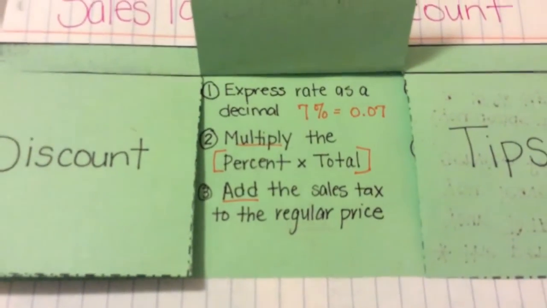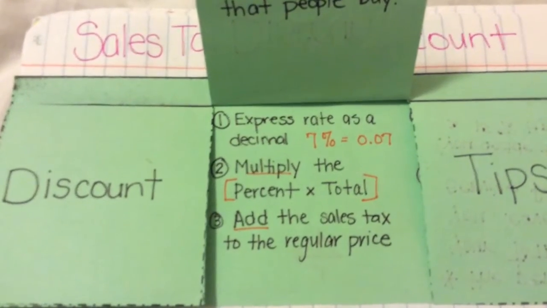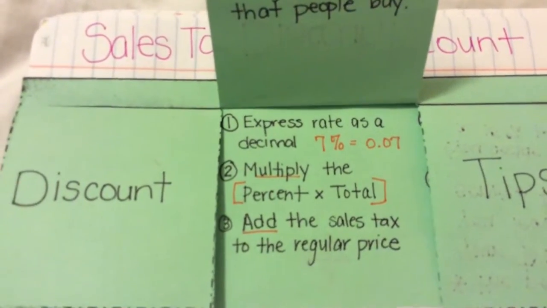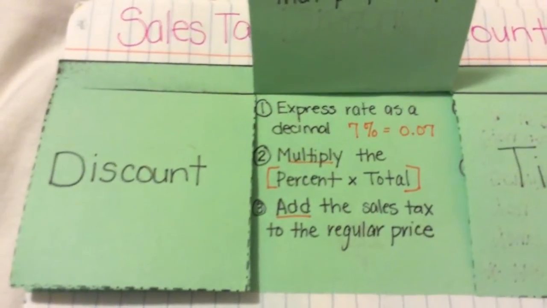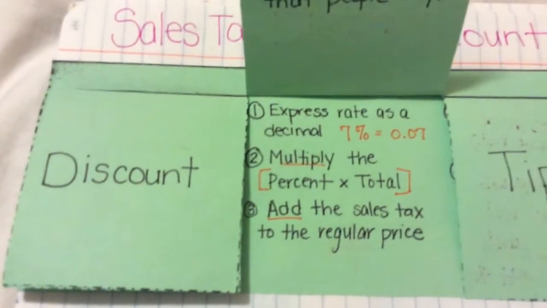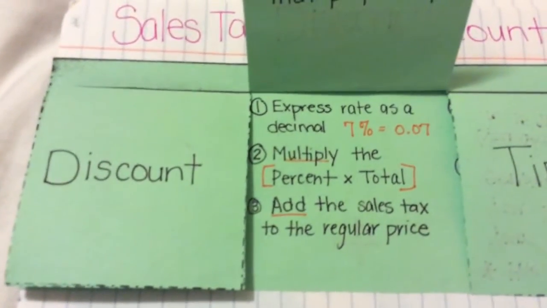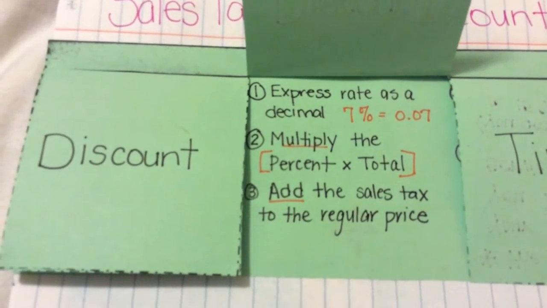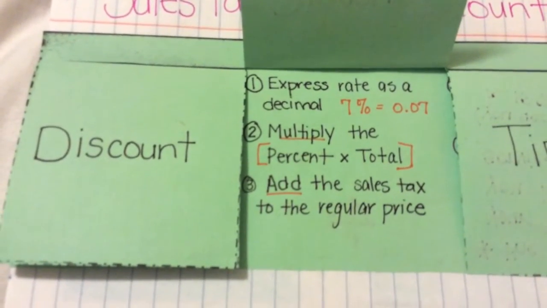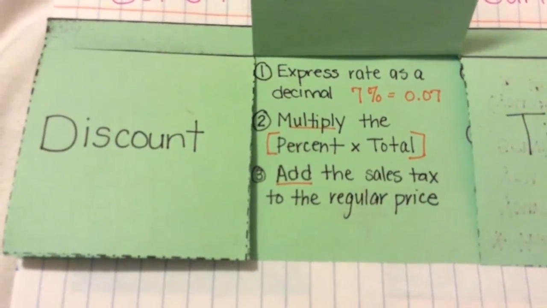Below, first you have to express rate as a decimal. In this case, 7% is our rate. So 7% is 0.07 in decimal. Second, you multiply the percent by the total. Remember, we turned it into a decimal, so we're going to be multiplying the decimal by the total. And last, third, we add the sales tax to the regular price.